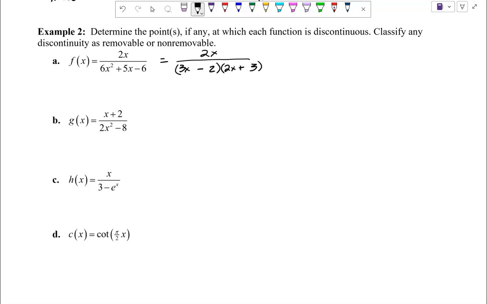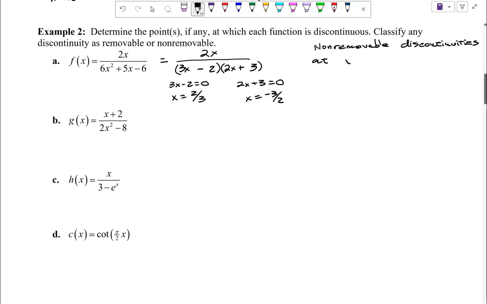So the domain of this function is all real numbers, except for where 3x minus 2 equals 0 and where 2x plus 3 equals 0, which will be x equals 2/3 in this case and x equals negative 3/2 in this case. This function has vertical asymptotes at each of these locations. So we have non-removable discontinuities at x equals 2/3 and x equals negative 3/2.